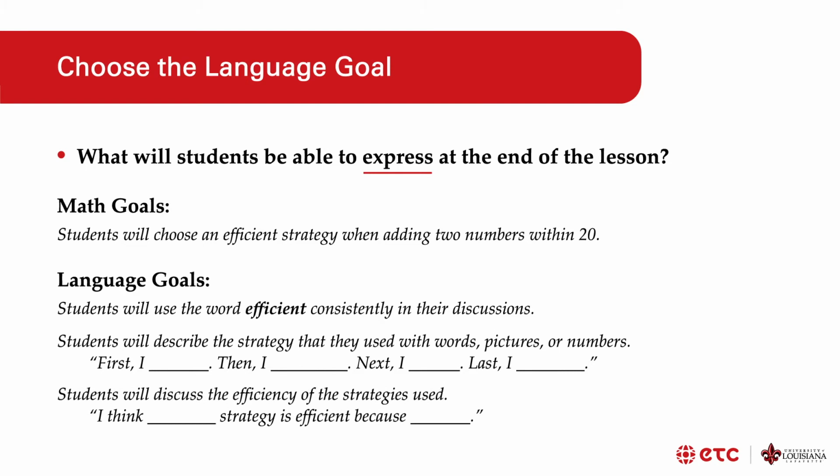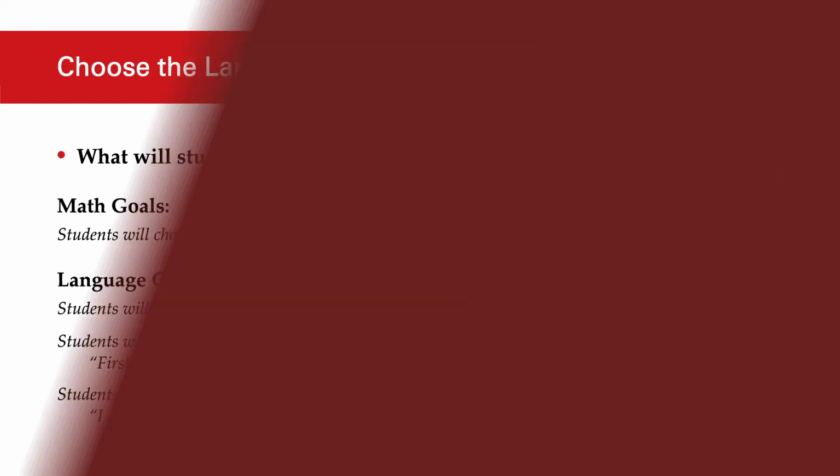I think blank strategy is efficient because blank. And so here we can see that I integrated the explain and argue as well as the key vocabulary. So we start off thinking about what students will be able to express at the end of the lesson, but going through those steps of determining key vocabulary and creating sentence frames will help us to refine our language goal, especially in consideration of the functions of language. So once you've got your math goal, your language goal, and specific vocabulary and sentence frames that you've identified, we want to plan for how you're going to introduce that academic language to students.